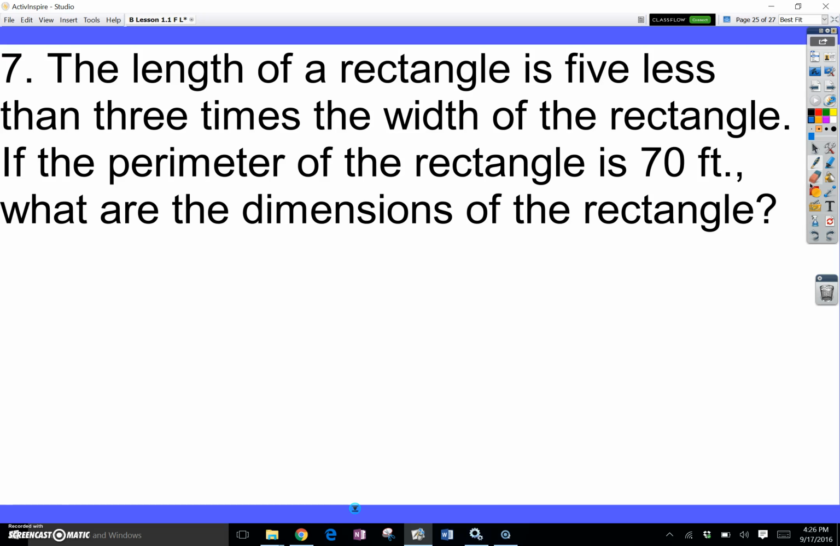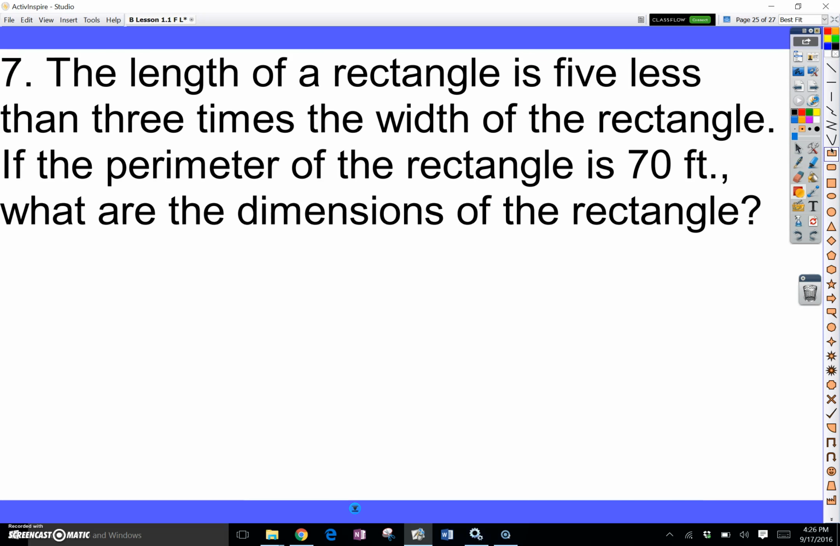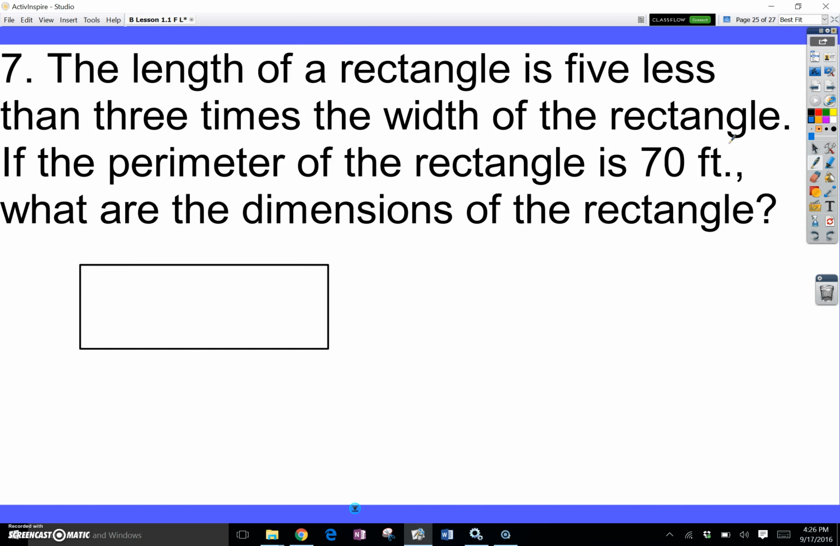Okay guys, on number 7 we're talking about a rectangle. It's always good to draw our little picture of a rectangle. And it says the length of a rectangle, so this value right here, is 5 less than 3 times the width. So if I took the width and times it by 3 and minus 5, that would equal my length.